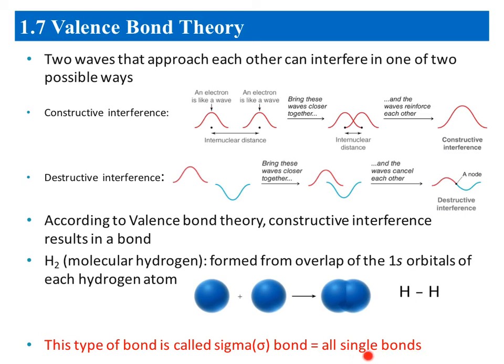So all single bonds are sigma bonds in chemistry. We draw the H-H bond as a single bond on paper as it is drawn here, but in the real world that single bond is actually a result of constructive overlap of two atomic orbitals. But on paper we draw it like this instead of drawing the overlap of all orbitals, which is harder to draw.